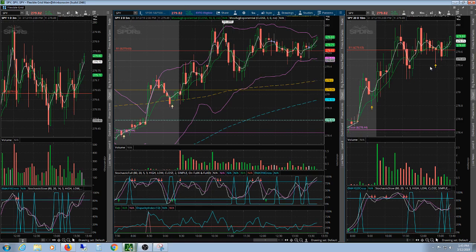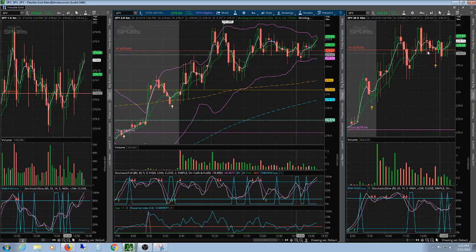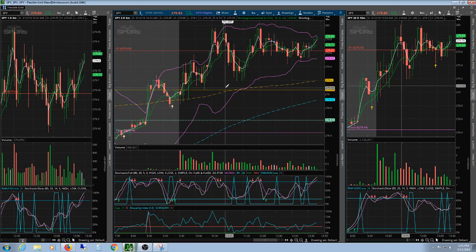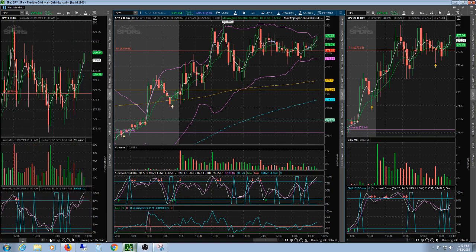There's really no reversal signals today. The only thing that we have here is a hammer candle on the 10-minute. Other than that, there's no other signals of any kind that I look for. 3-minute, there's nothing. And here's the patterns that I have that show up.